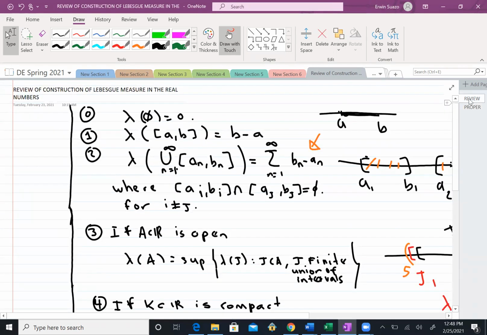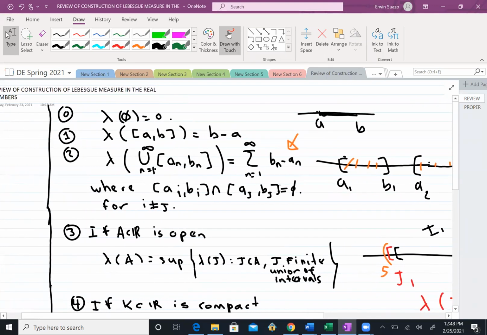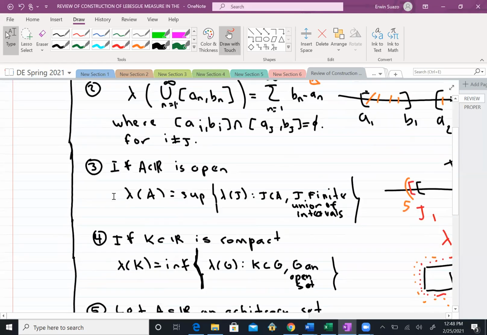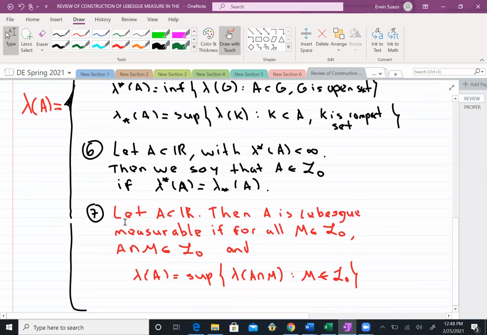This is the review, and I'm gonna print this as PDF. So I'm gonna load it in course materials, and you can use it in the exam. Okay, so we did several stages to complete the final definition, that is this number 7 of a Lebesgue measure.